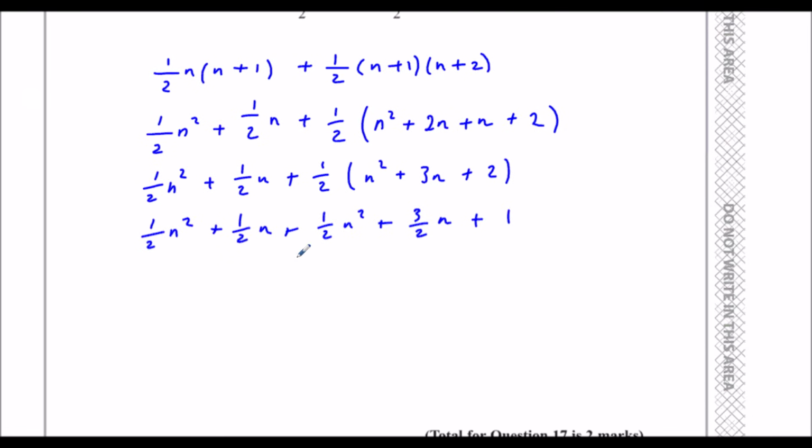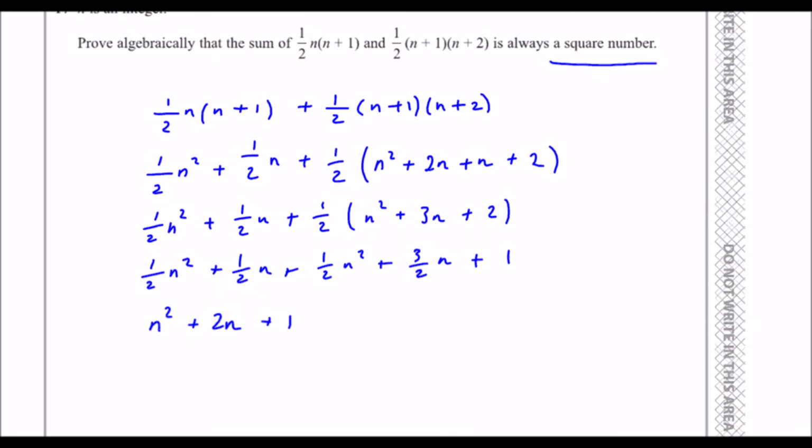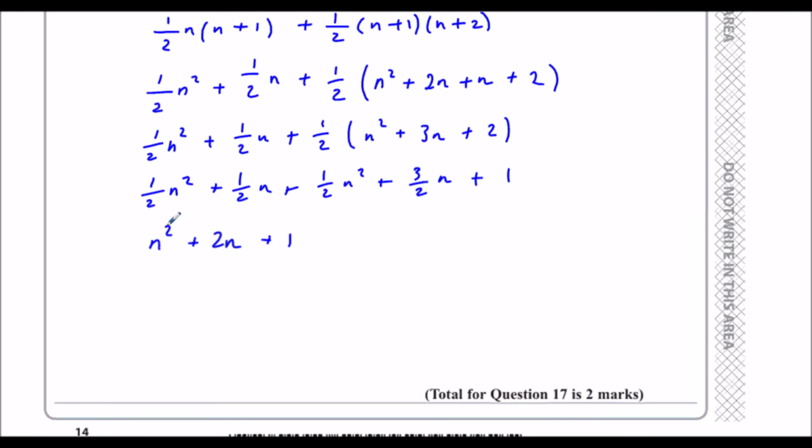And again, collecting like terms. So I've got 1n squared now plus 2n plus 1. So I've simplified it. How can I prove it's a square number? Well, if I factorize this, so factorizing n squared plus 2n plus 1, what multiplies to make 1 and adds to make 2, that's 1 and 1, and that is n plus 1 squared. So it will always be a square number because it's an integer squared.